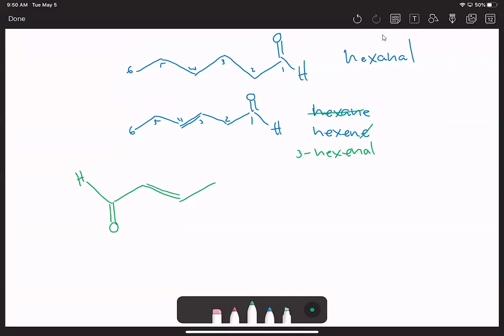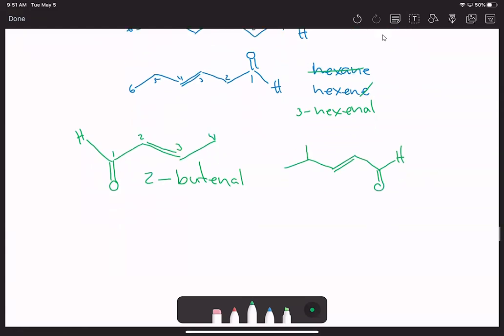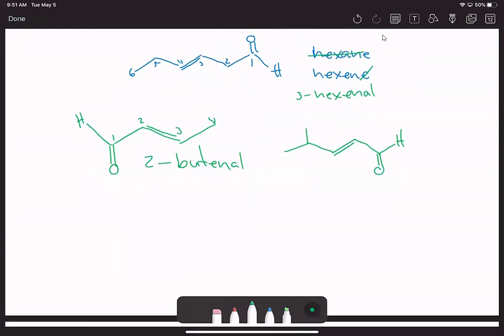Right, there's our double bond there. The double bond begins on carbon number 2, so this would be 2. There's 3, there's 4 carbons here. So instead of butane, it becomes butene, but there's an aldehyde, so I'm going to put al for butenal. I'm not going to get too complicated or too crazy with these, but we can. Let's put a branch in here, and let's make a double bond in there as well.